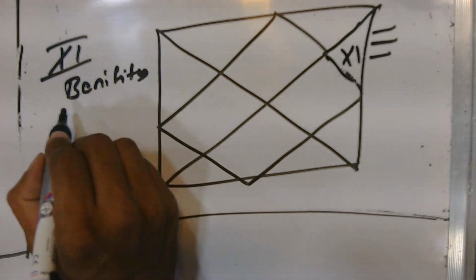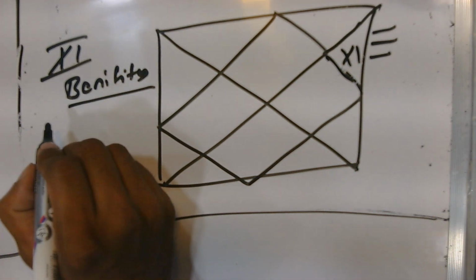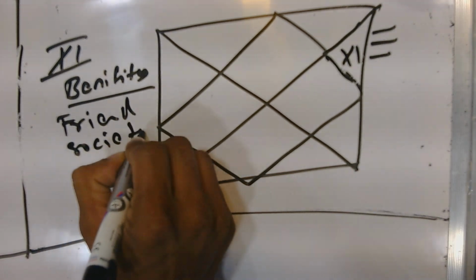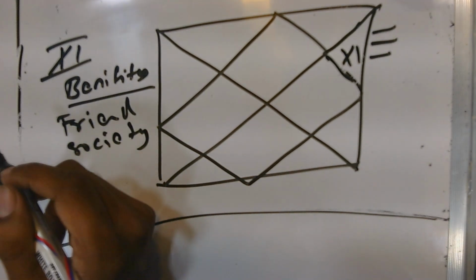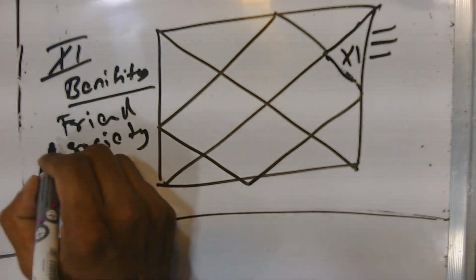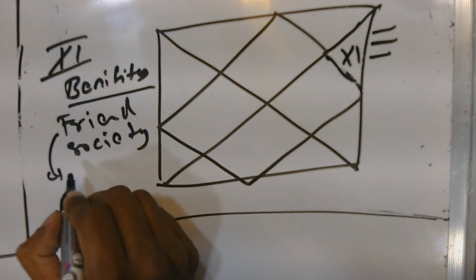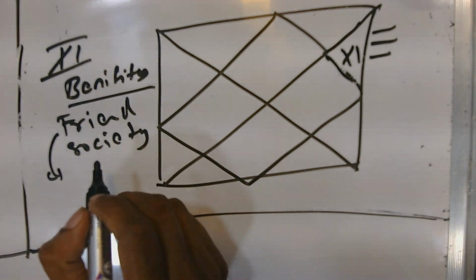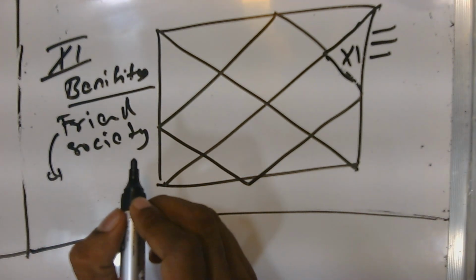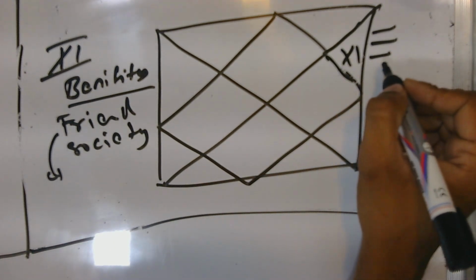So what does this house tell us about? It tells us about our benefits. It tells us about our friend society. How is your friend circle? If you are having good placement in this house, it may be possible that you have high class or influential people who have some stronghold over society, like powerful businessmen, politicians. You may have friendship with those kinds of people.